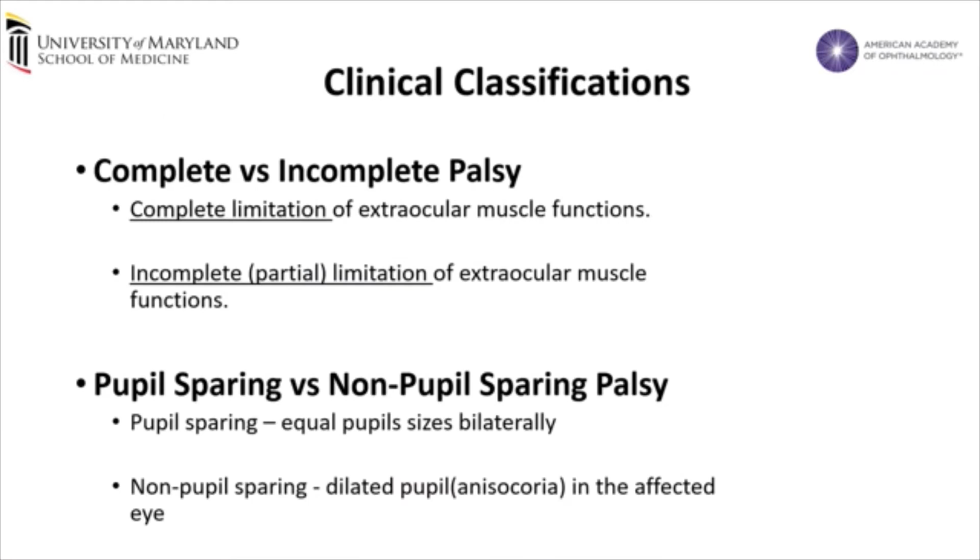Cranial nerve 3 palsies are classified by two criteria. One, if it is a complete or incomplete palsy, and two, if it is a pupil-sparing or non-pupil-sparing palsy. A complete palsy will show complete limitations of the extraocular muscles innervated by cranial nerve 3, while an incomplete palsy will show only partial limitations of those extraocular eye muscles. Pupil-sparing palsies will show equal pupil sizes bilaterally, while non-pupil-sparing palsies will show a dilated pupil in the affected eye.